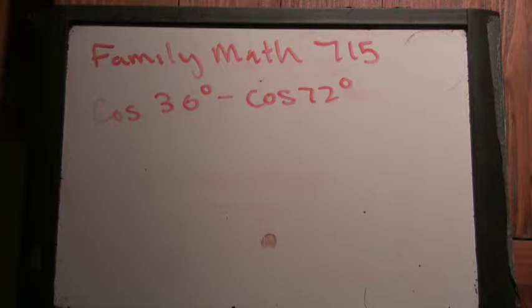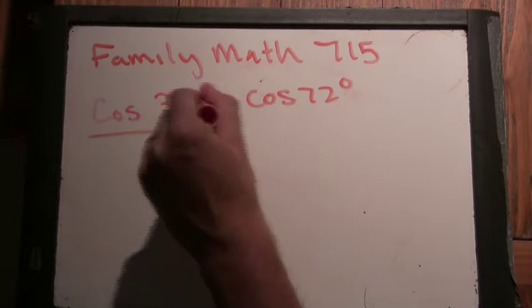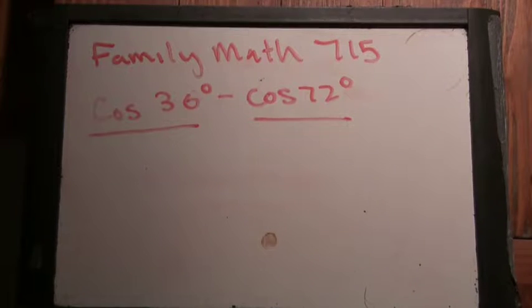This is from the 1975 American High School Mathematics exam, which is now called the AMC 10 or AMC 12. This was problem number 30, so it was the hardest question on the exam. Find the value of cosine 36 degrees minus cosine of 72 degrees.